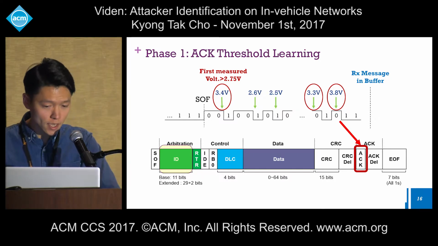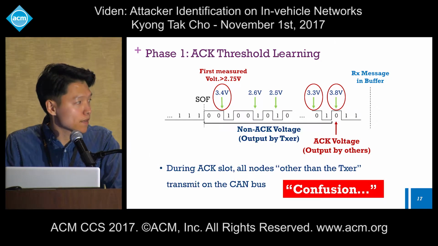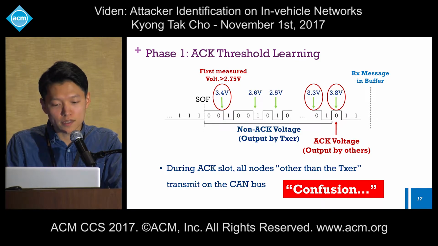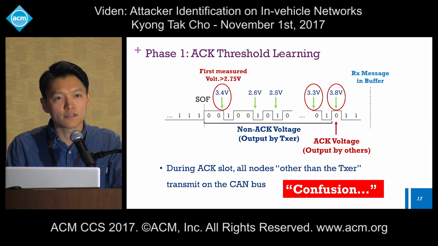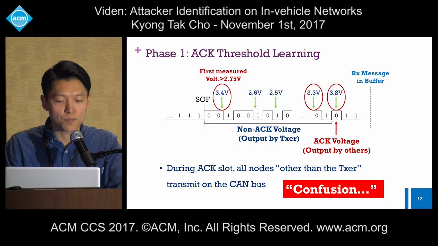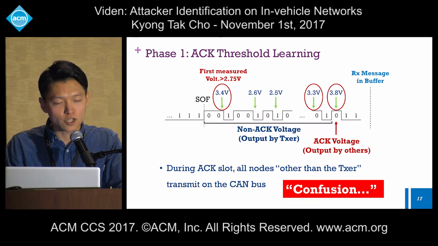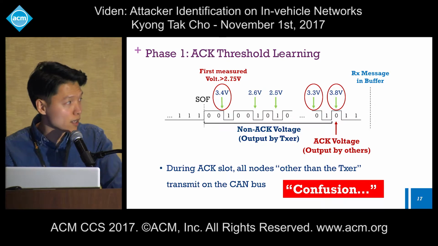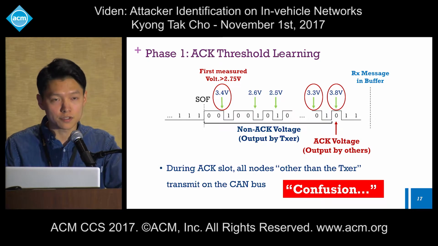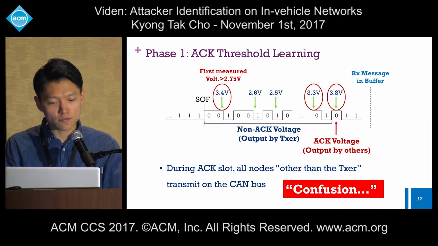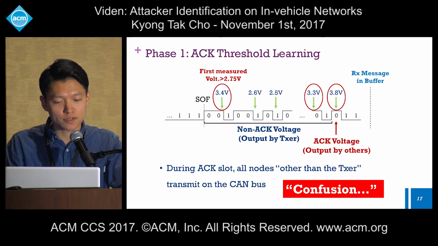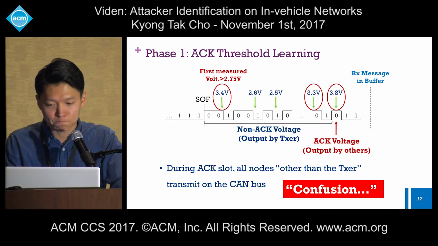Why? Because in the CAN spec, all other ECUs other than the transmitter are supposed to output the voltage during that ACK slot. So if Viden, our proposed scheme, were to blindly consider all these measurements as those output by the actual message transmitter, it would be confused, because in fact, out of the three, the last one was output by all other ECUs. So the first thing we try to do is distinguish this non-ACK voltage from the ACK voltage.